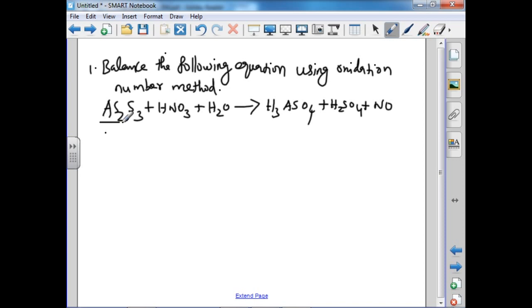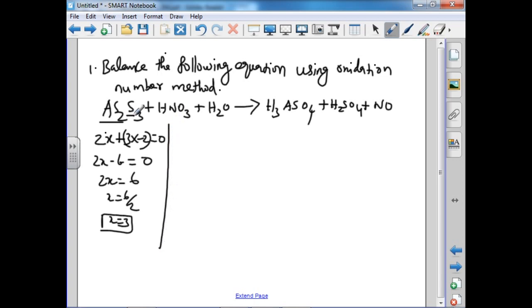So first calculate the oxidation number of As in As2S3. That is 2 atoms of arsenic. So 2x plus sulfide, minus 2 is the oxidation state, and that is 3 atoms. 3 into minus 2, equal to 0. So 2x minus 6 equal to 0, 2x equal to plus 6, x equal to 6 divided by 2, x equal to 3.